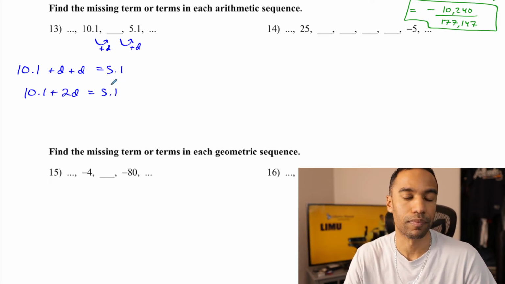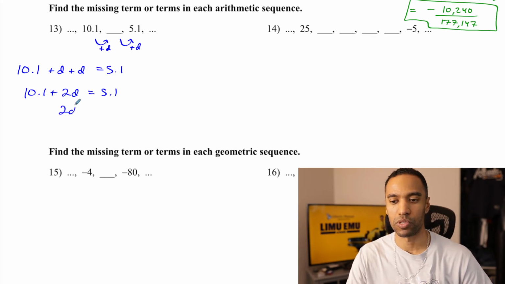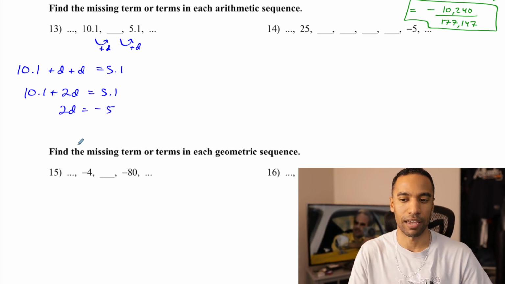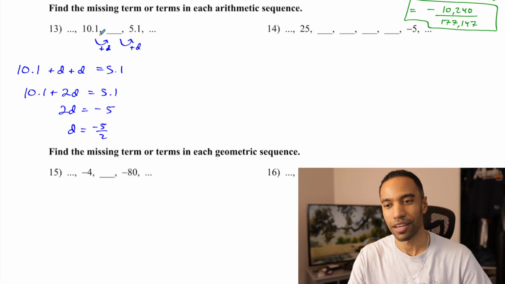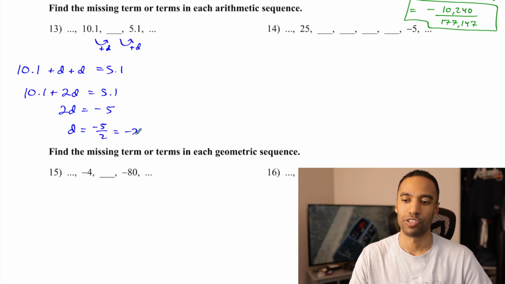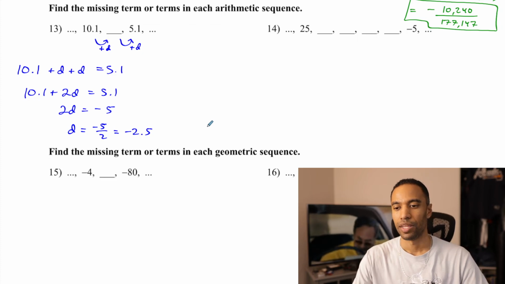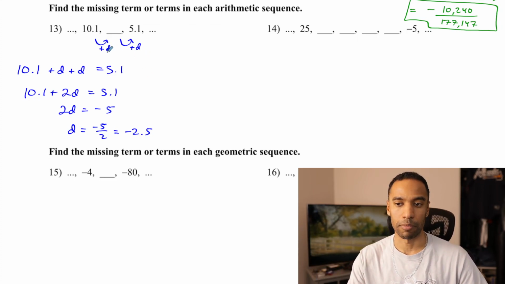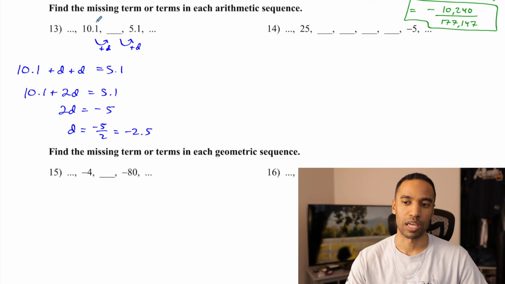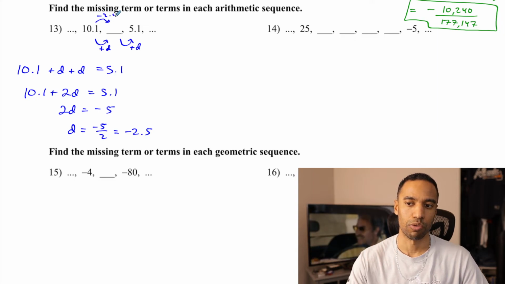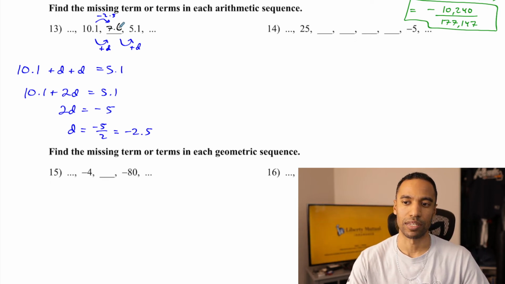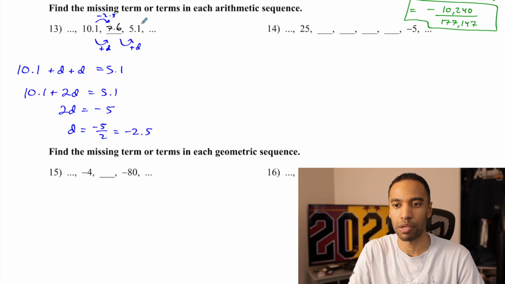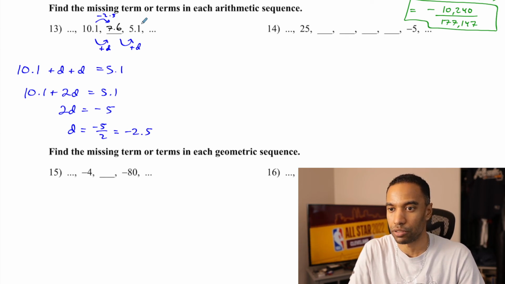This is an algebra problem. Subtract 10.1 from both sides, you get 2d equals negative 5. Divide both sides by 2, you get d equals negative 5 halves. Or in this case, because it's decimal form, negative 2.5. So I'll go and give you the decimal form of that. Is that my answer? No, that is the common difference. So I need to find out what is 10.1 minus 2.5. That's what's going to get me my number, and that number is 7.6. So that ends up being your term there.